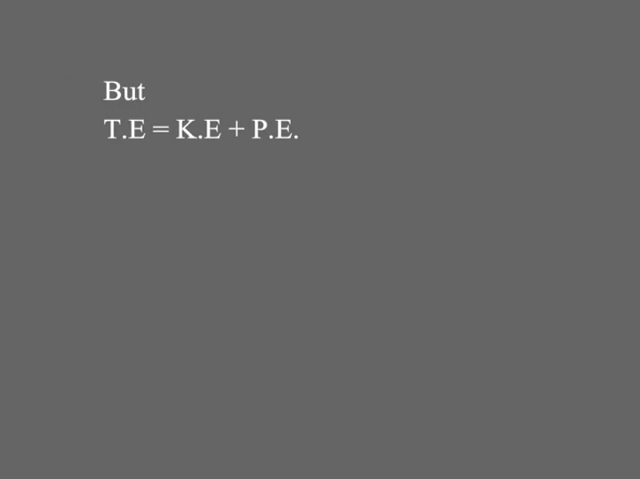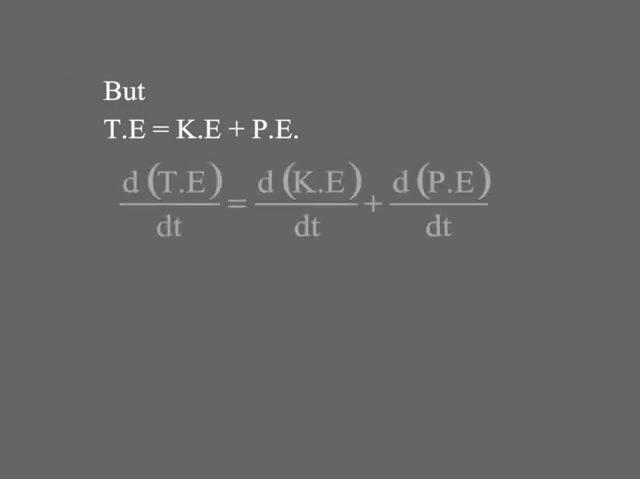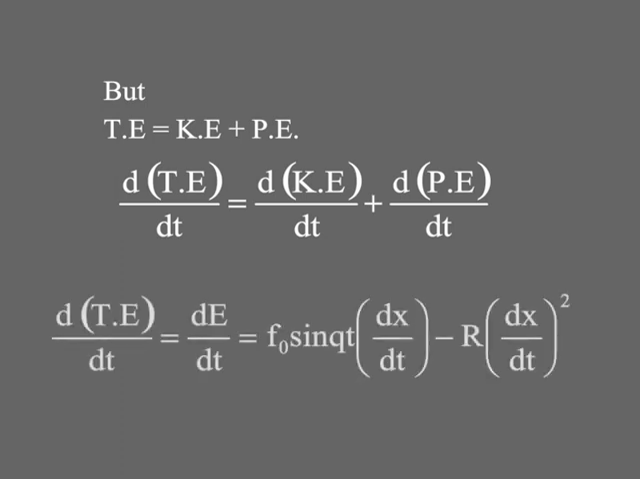But total energy is equal to kinetic energy plus potential energy. Therefore, we can write d/dt of total energy is equal to d/dt of kinetic energy plus d/dt of potential energy. Now, we can write d/dt of total energy is equal to F0 sin qt dx/dt minus r (dx/dt)².